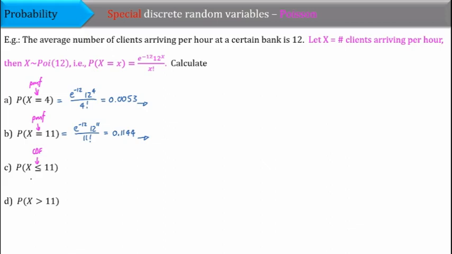Now next, we have a CDF problem, because this says what is the probability of the number of people being at most 11. Okay, remember, less than or equal to will be at most. So at most 11. For a CDF, we have to go to our tables, because if we don't, it's going to be a very long calculation, because we'll need to add the PMF for 0, for 1, for 2, all the way up to 11.